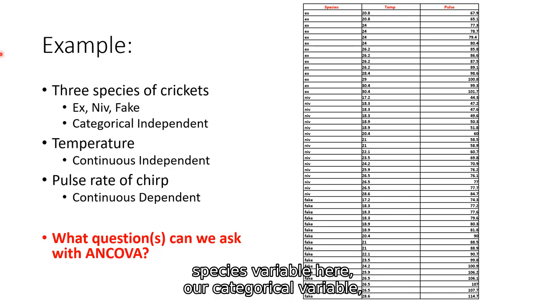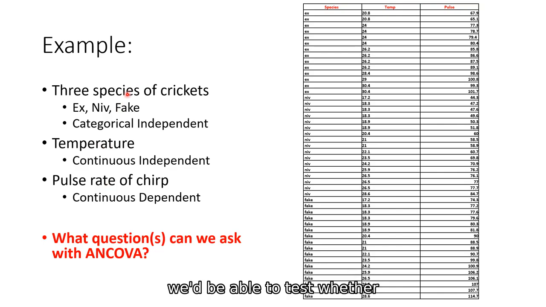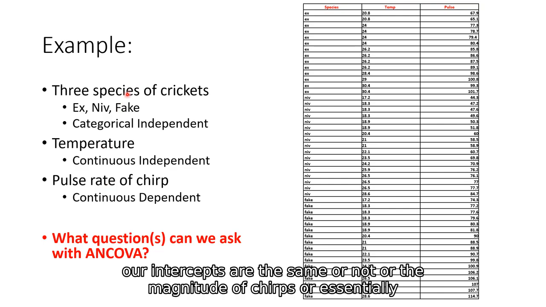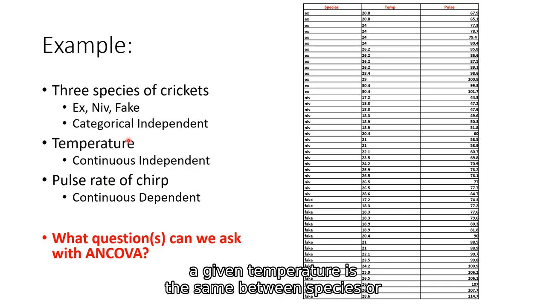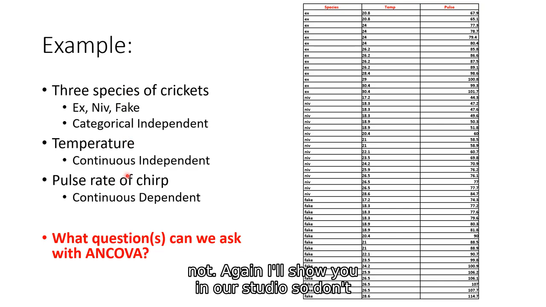And then if we just looked at the species variable here, our categorical variable, we'd be able to test whether our intercepts are the same or not, or whether the magnitude of chirps, or essentially how often they chirp at a given temperature, is the same between species or not. Okay.